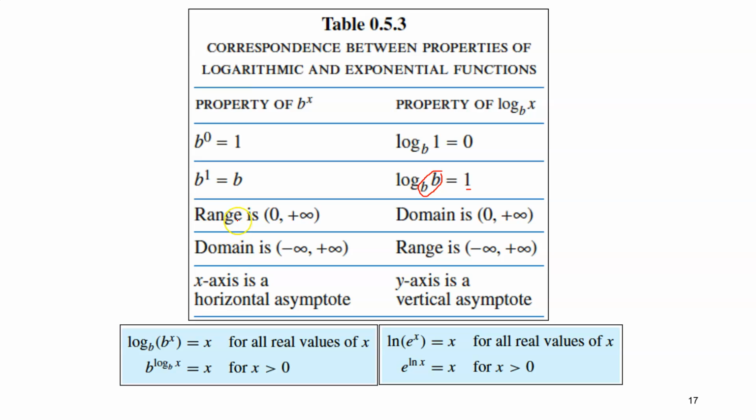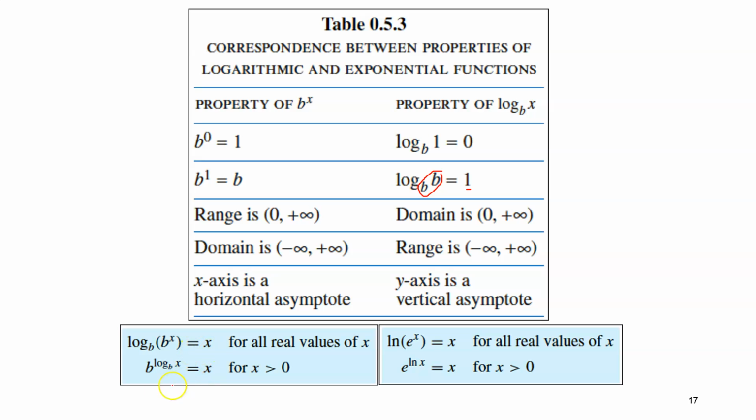And then this is the range. The range is from 0 until positive infinity. The domain is this. But remember, these two are actually inverse functions. So the domain and the range will be terbalik. Okay. So this range becomes the domain for log. But this domain for exponential becomes the range for log. So dia terbalik saja. This one is this, this one is this. Okay. And the x-axis is a horizontal asymptote, while the y-axis is a vertical asymptote.